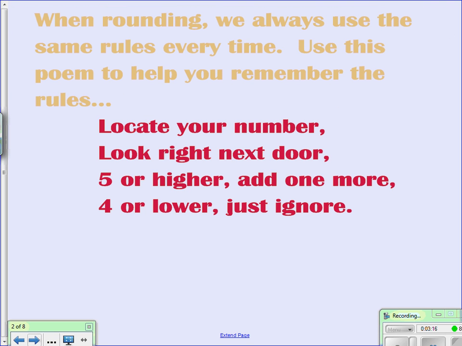Same rules. When we round, we always use the same rule every time. It doesn't matter if we're rounding whole numbers or rounding decimals. Right? We use the same rule. Even if we round fractions later in here, it's the same rule. And this poem, once again, can help you. You locate your number, look right next door, 5 or higher, add 1 more. 4 or lower, just ignore.